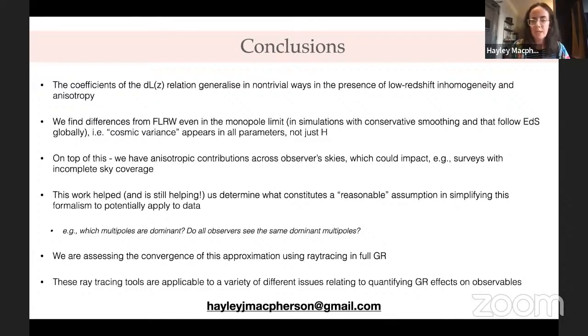And this work really helped us determine what might constitute a reasonable assumption in simplifying the cosmography to be able to actually apply it to real data, which is something we're trying to do now. And then we went one step further and looked into ray tracing using full GR to try and assess the convergence of this approximation, which again is something we're still working on quantifying, so keep an eye out for that as well. And these ray tracing tools are really applicable beyond the work that I've shown here, and there's a variety of different things I'm interested in looking into.